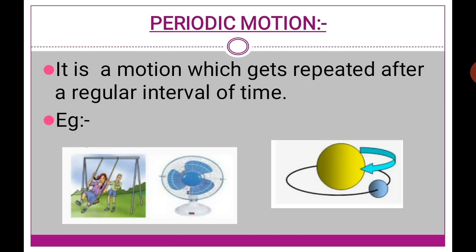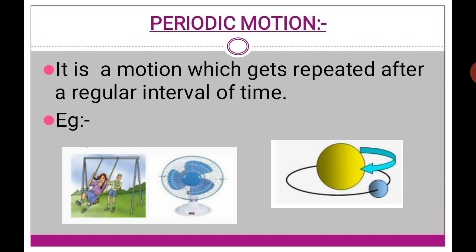Next we will study about periodic motion. It is a motion which gets repeated after a regular interval of time. That means a motion which gets repeated itself after an interval of time is known as periodic motion. For example, this girl swinging, it will also get repeated. It will move front, again back, so its motion gets repeated. So it is an example of periodic motion.